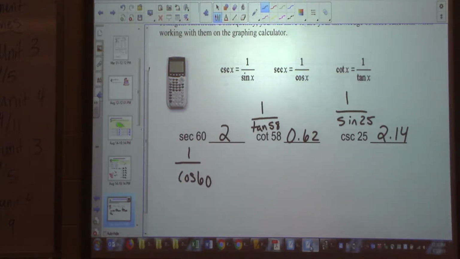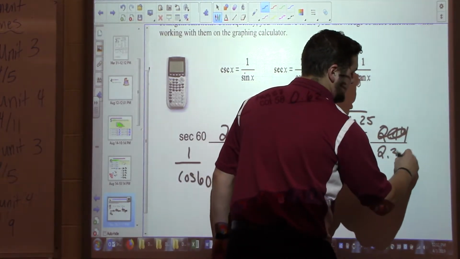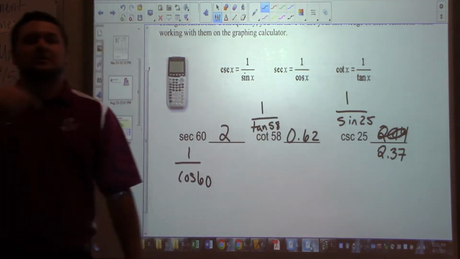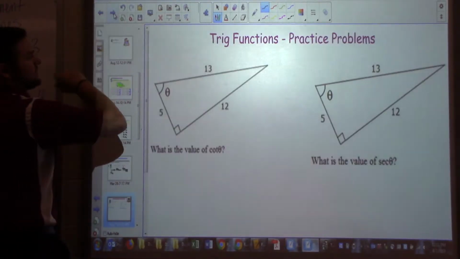Alright, so what'd you get, guys? What'd you get, Paige? 2.37. Alright. So make sure we're using the proper reciprocal, right? Cosecant's reciprocal is the sine. Secant is the cosine. Tangent is the cotangent. Alright, let's try a couple of types of problems.